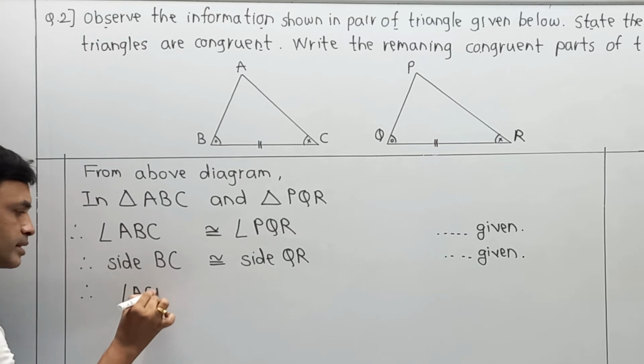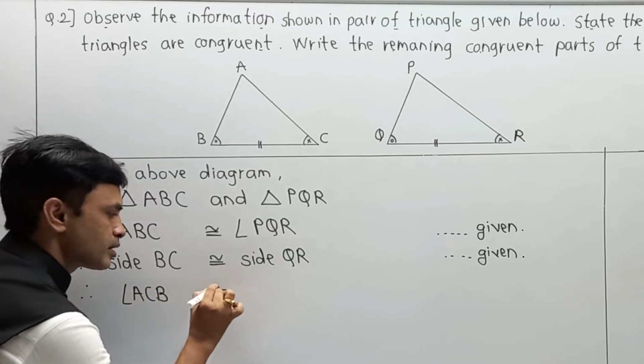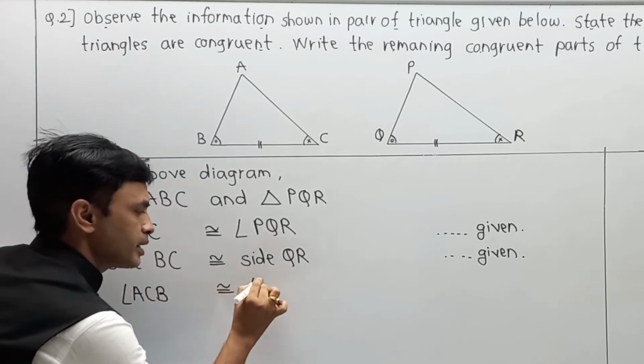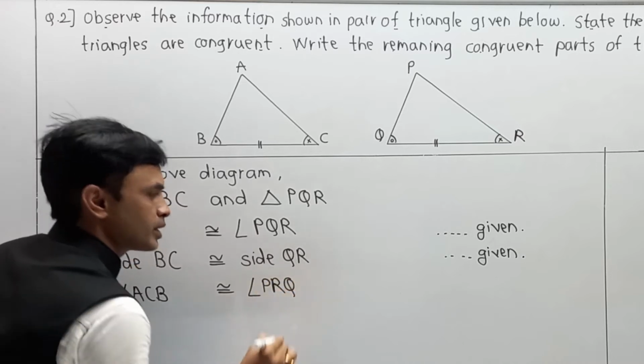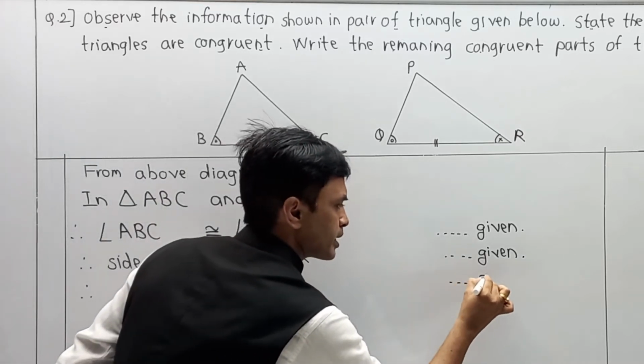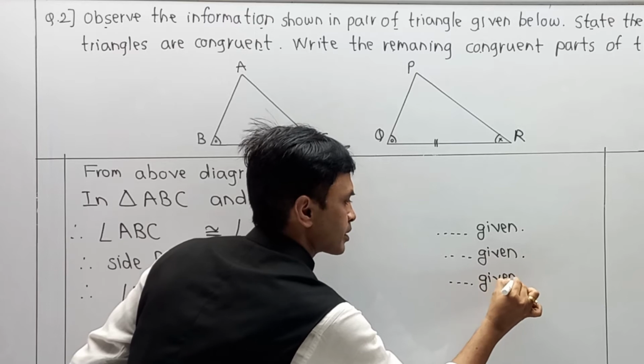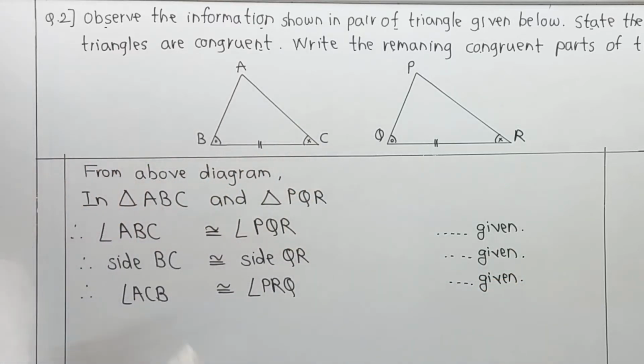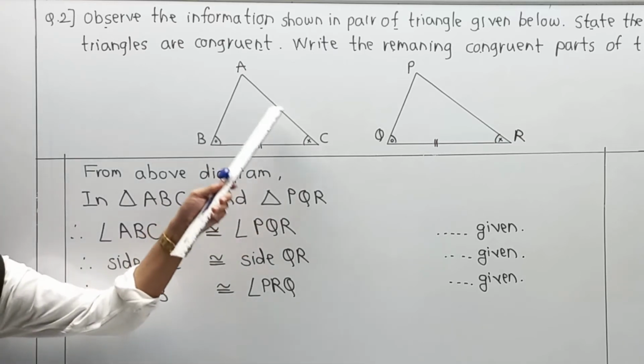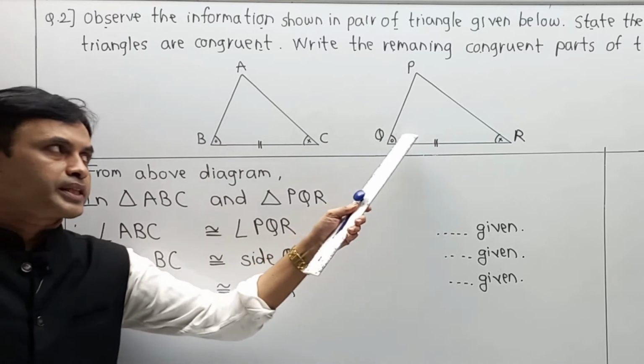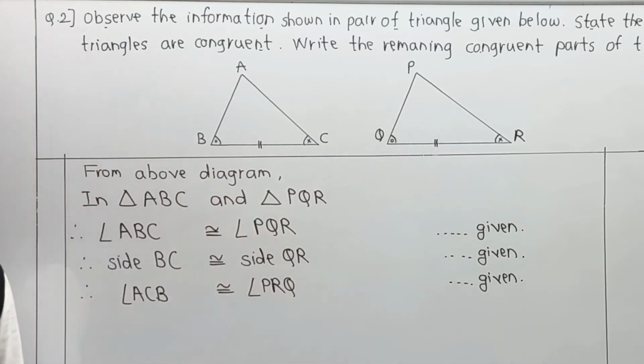Angle ACB is congruent to angle PRQ. They are also given it as, so I am going to write it as given. Naturally, first angle, then side, and again angle. Angle, side, angle of the first triangle is congruent with angle, side, angle of the second triangle. Naturally, the first triangle is congruent with the second triangle by the ASA test of congruency.